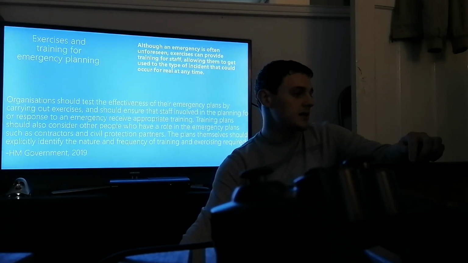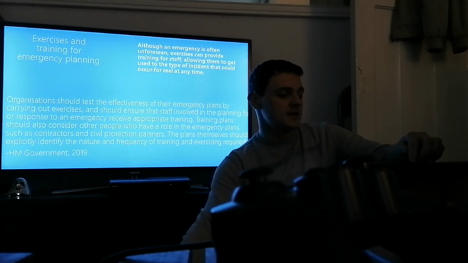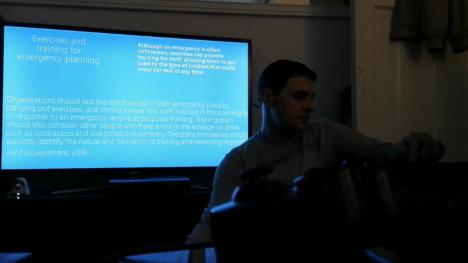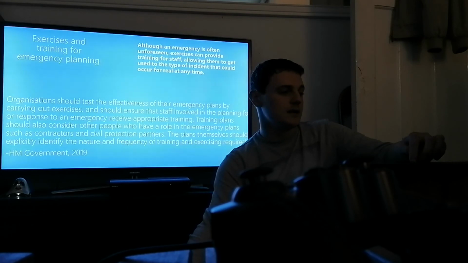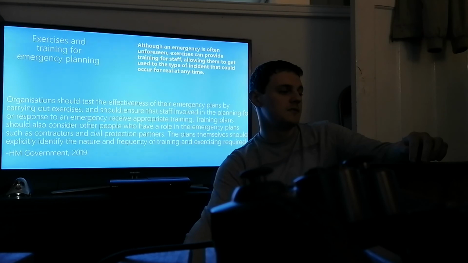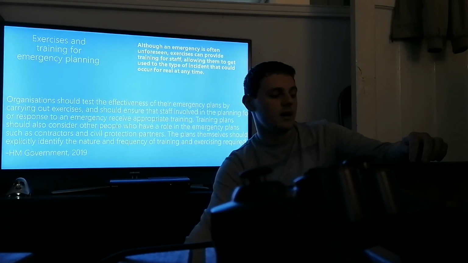The government website says organisations should test the effectiveness of their emergency plans by carrying out exercises and should ensure that staff involved in the planning or response to an emergency receive appropriate training. Training plans should also consider other people who have a role in the emergency plans, such as contractors and civil protection partners. The plans themselves should explicitly identify the nature and frequency of training and exercising required.